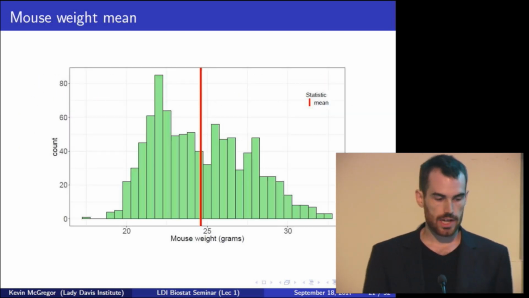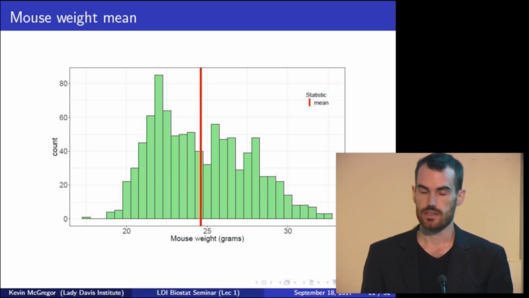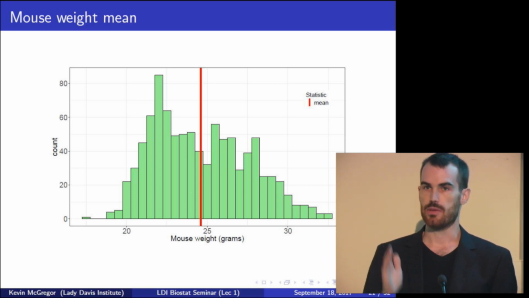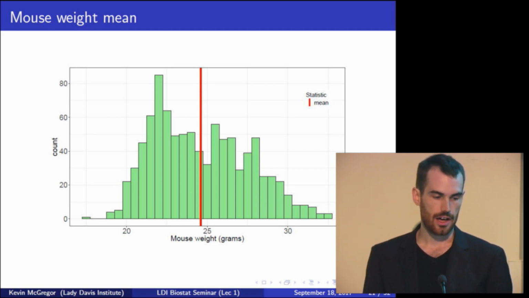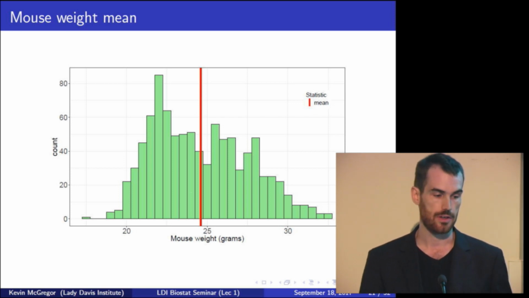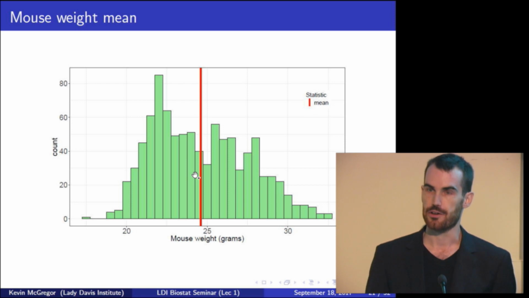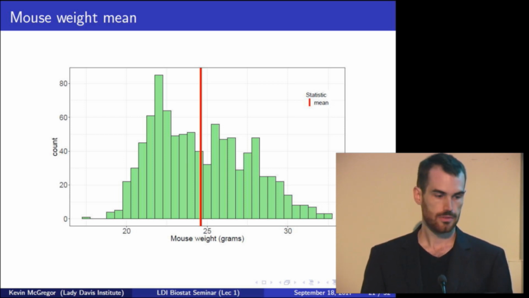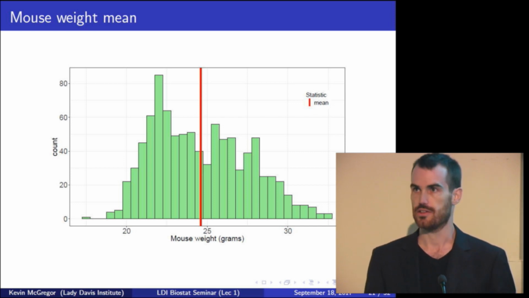So if we go back to our mouse weight data, I plotted the mean with just a vertical red line. As you can see, it falls right in the middle of the data. But you have to be careful, because we usually think of the mean as being a typical value. In this case, that's definitely not true because of those two subpopulations, the male mice and the female mice. If you just throw everyone together into one distribution, the mean does not represent a typical value for anyone. These are the sorts of things you have to be careful about when you're doing statistics. That goes back to the interpretation element I was talking about earlier.